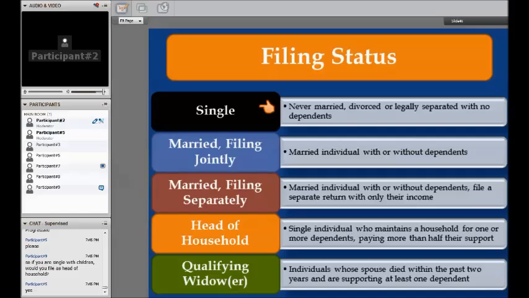Yep, because if you're single and you have children, see this says with no dependents, so you wouldn't be filing under single, you would be filing under head of household.